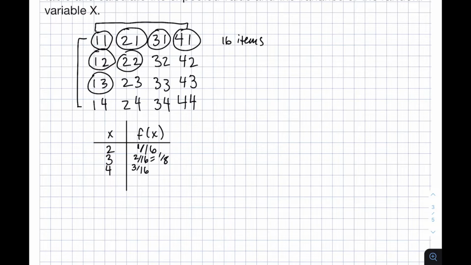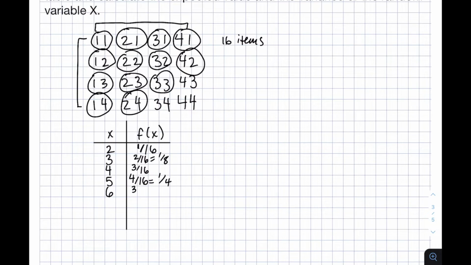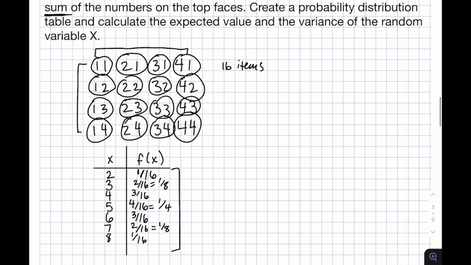The next one sums to 5, and all of these on the diagonal also sum to 5, and that's 4 out of 16, or 1/4. The next one sums to 6, and so do the ones on the diagonal, so 3 out of 16 again. These sum to 7, and there's 2 of them. And the last one sums to 8, and there's only 1. This is our probability distribution, and we can use it now to calculate the expected value.